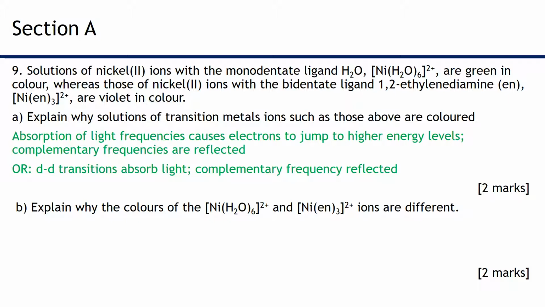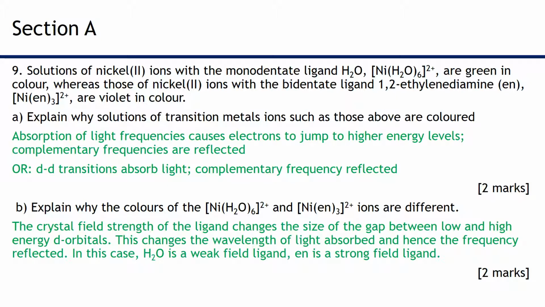Then in part B, you're asked to explain why the colours of the two different ions are different. And this goes to the idea of crystal field theory. So you want to be saying something along the lines of the crystal field strength of the ligand changes the size of the gap between the low and high energy d orbitals. This changes the wavelength of light absorbed and hence the frequency that is reflected.